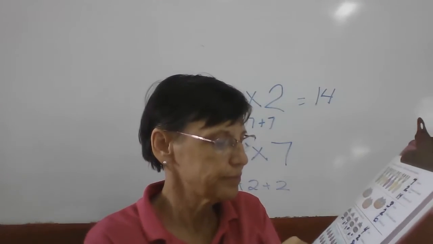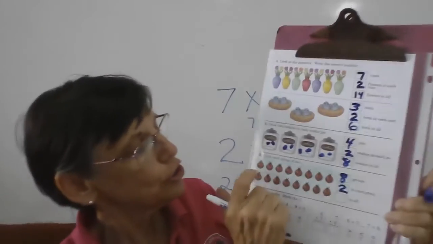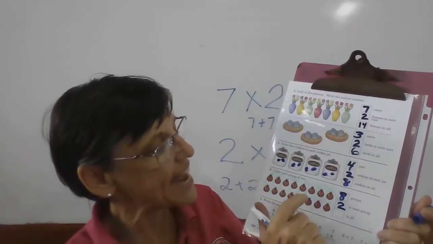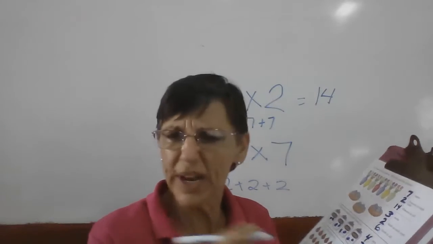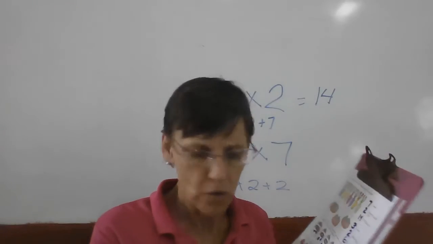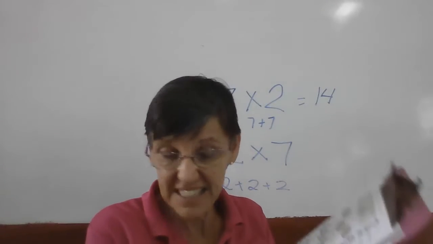2. Okay, so we can do this, we can count it. 2, 4, 6, 8, 10, 12, 14, 16, right? We can count it that way, or we can do it the fast way, right?